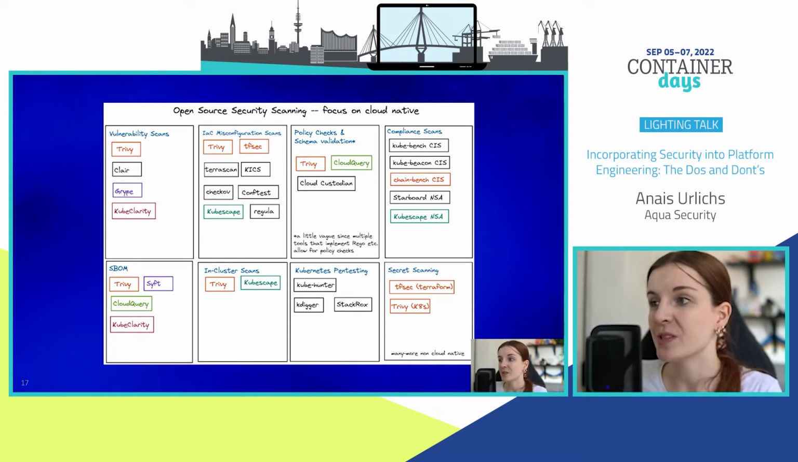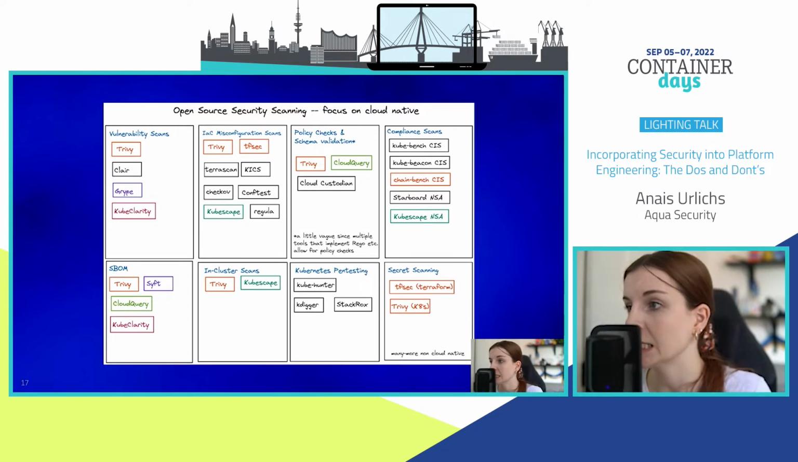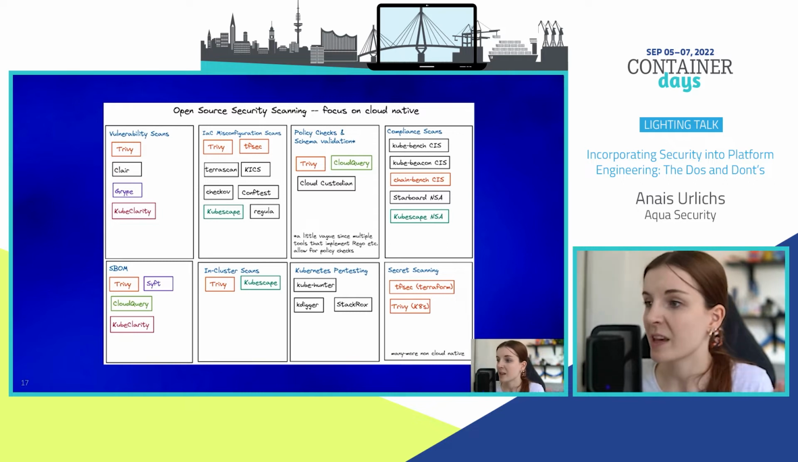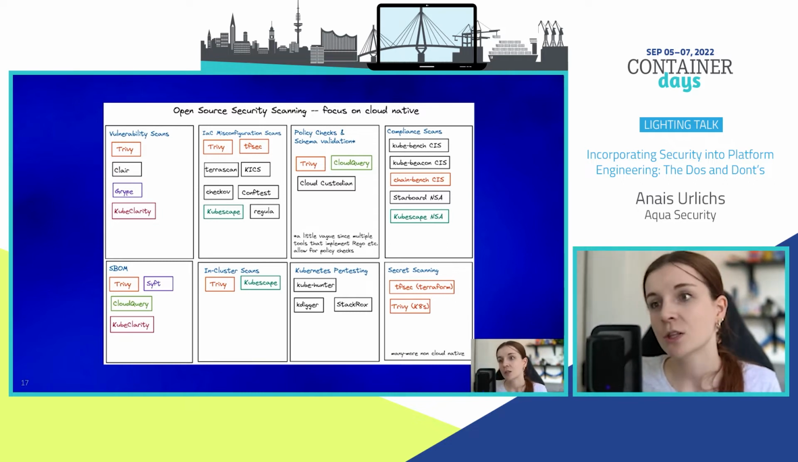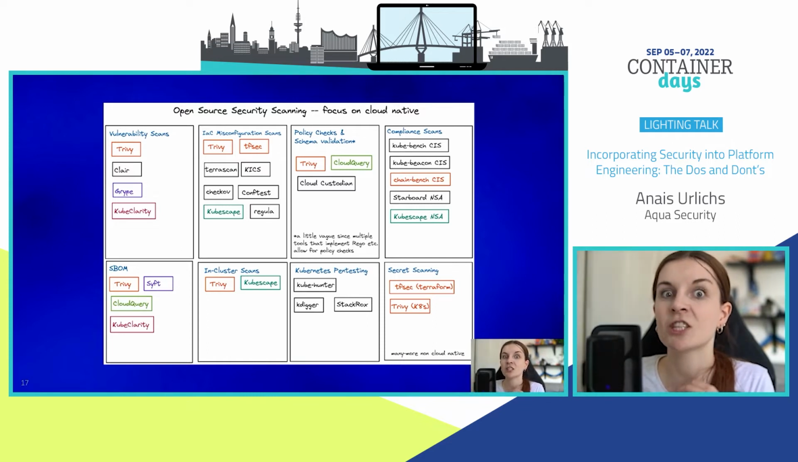Then you have very specific ones, for example, compliance scanning, such as Kube-bench, Kubebeacon for CIS scanning, Kubescape and Starboard for NSA scanning, right? So you really have to understand that there are multiple different security scanners. And if you choose one of them, it doesn't mean that it actually does what you need it to do, right? So you really have to make sure, what do you want to scan and why?